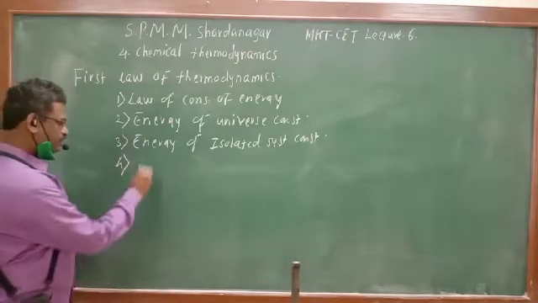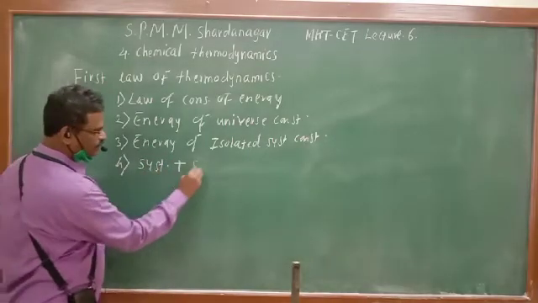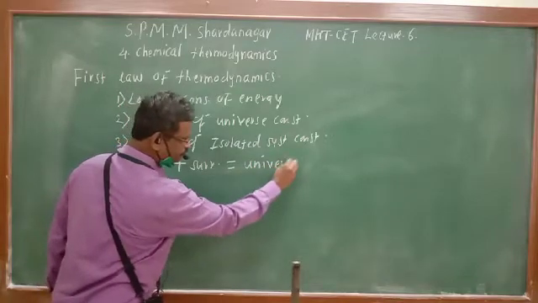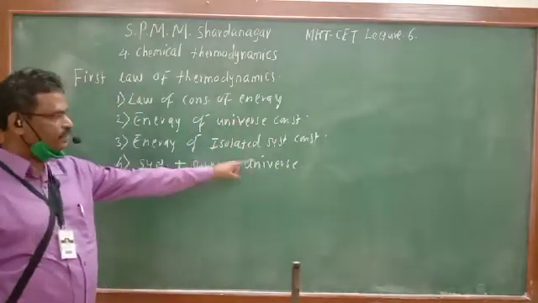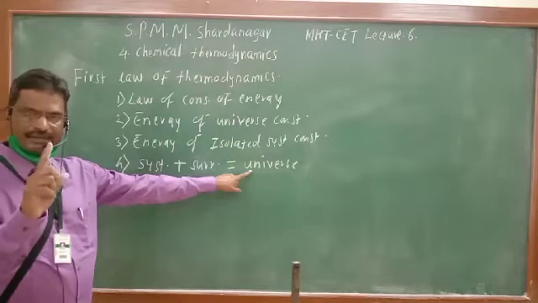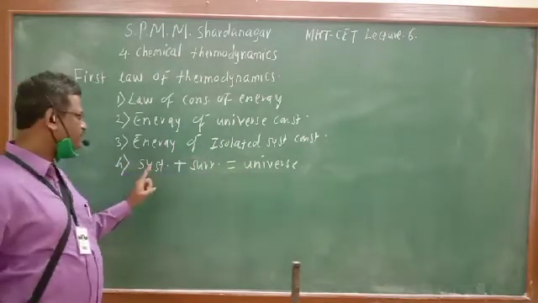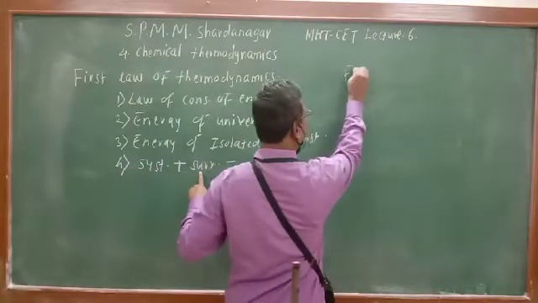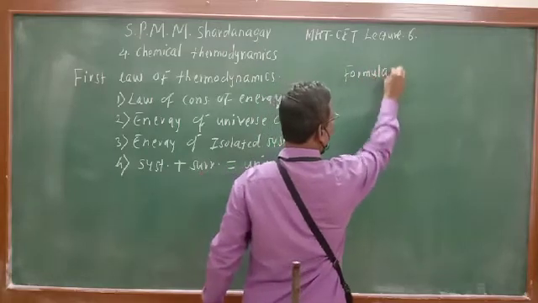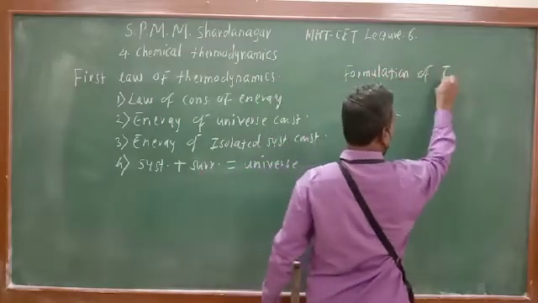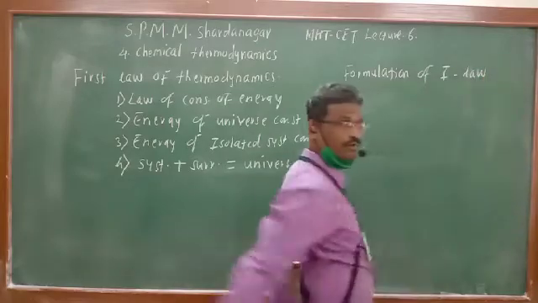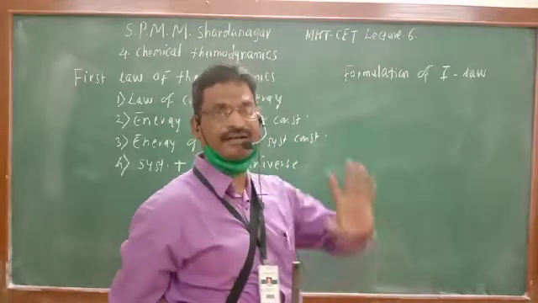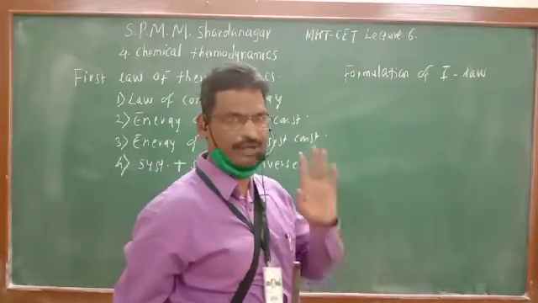We know system plus surrounding is equal to universe, and energy of the universe remains constant, meaning the summation of energy of system and surrounding remains constant. Now the important part is the formulation of the first law of thermodynamics. Formulation of the first law of thermodynamics is nothing but the mathematical statement of the first law of thermodynamics.